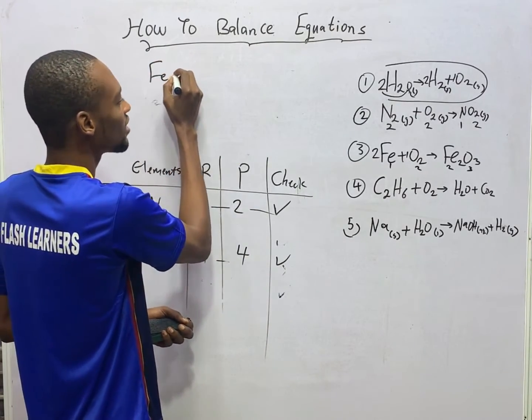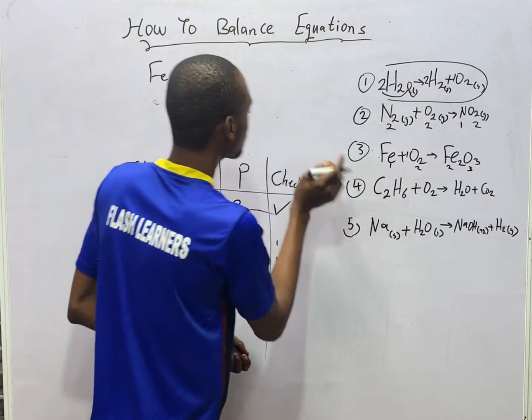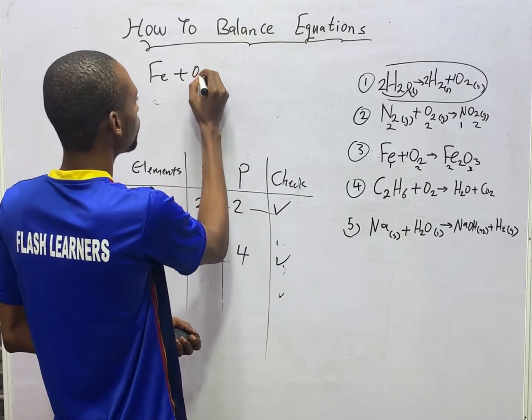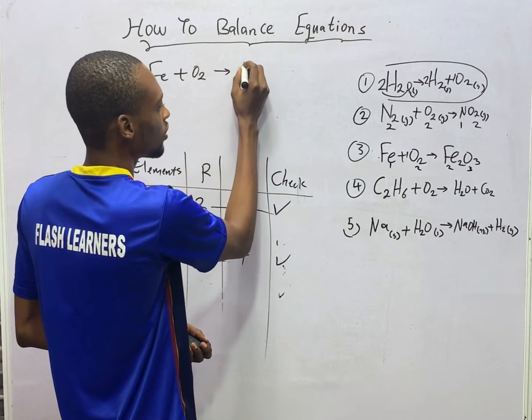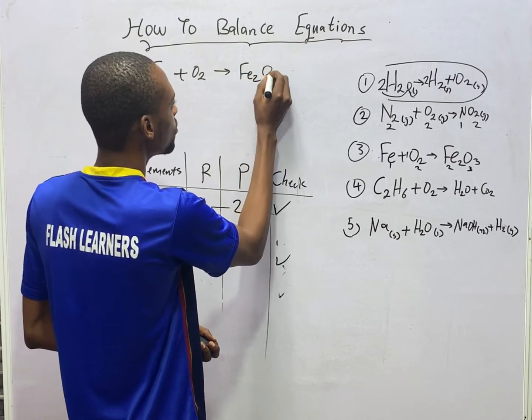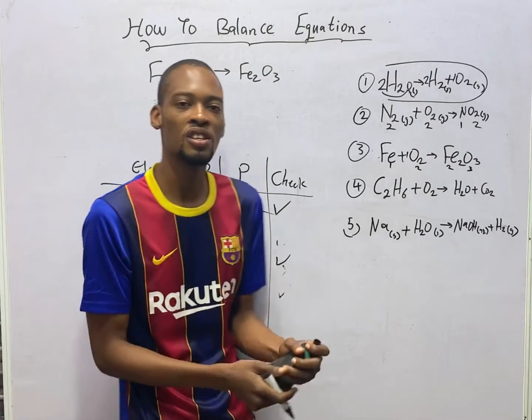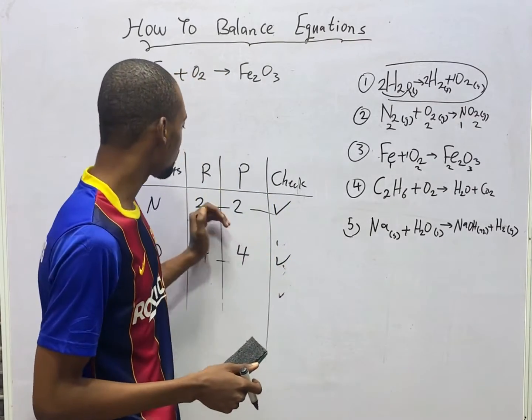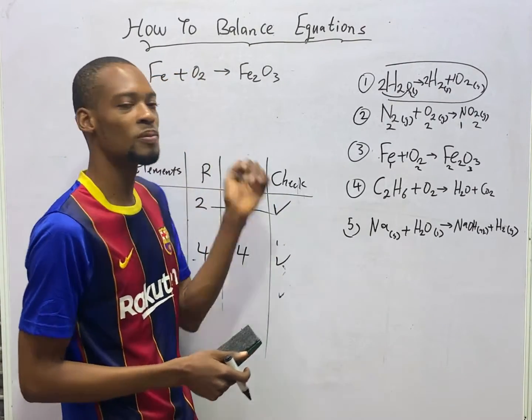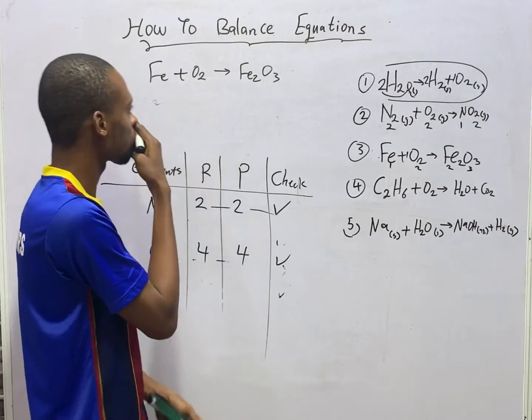So Fe plus O2 gives us Fe2O3. And by the time you advance or you master balancing of equations, you won't need to be drawing this table. You use this wisdom I'm about to teach you.